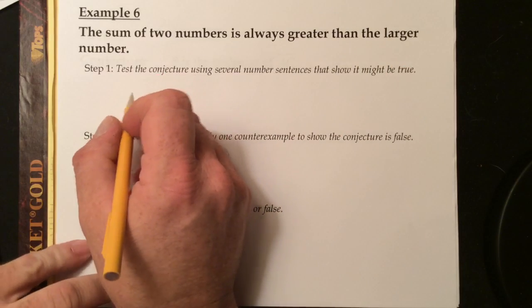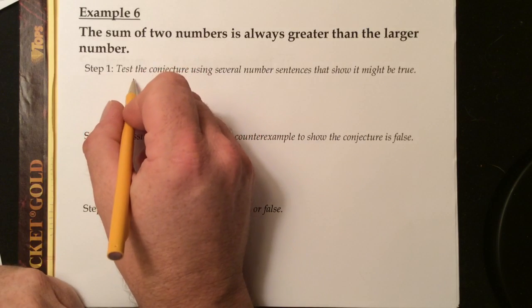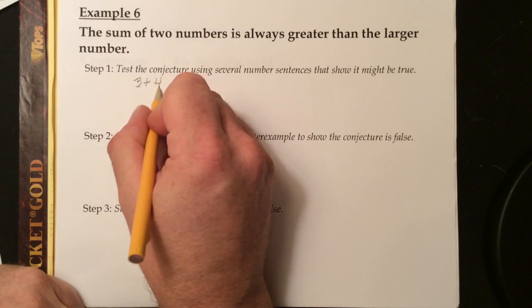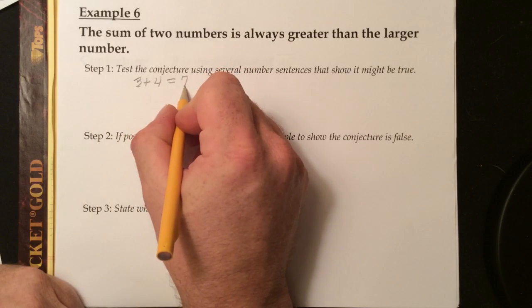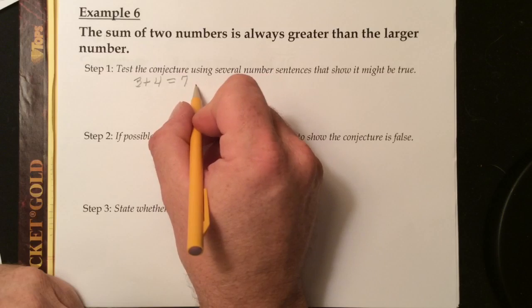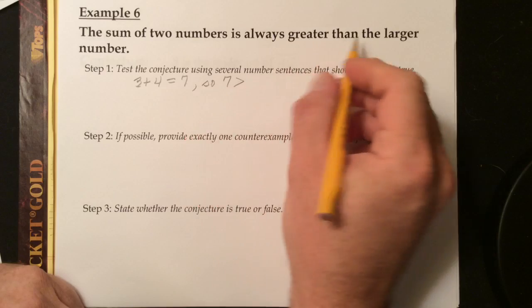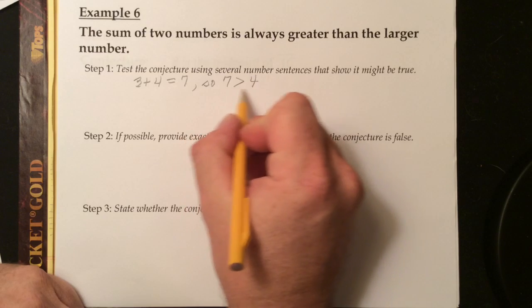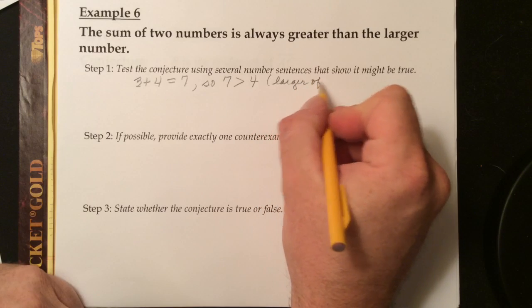So for instance, this says test the conjecture using several number sentences that show it might be true. I'm going to start off with the first one, the most important one. 3 plus 4, that's any two numbers, 3 and 4. Add them together, we get 7. The answer, the sum, is always greater than the larger of the two numbers we added together. The larger number is 4. So is this true? Yes, it's true.